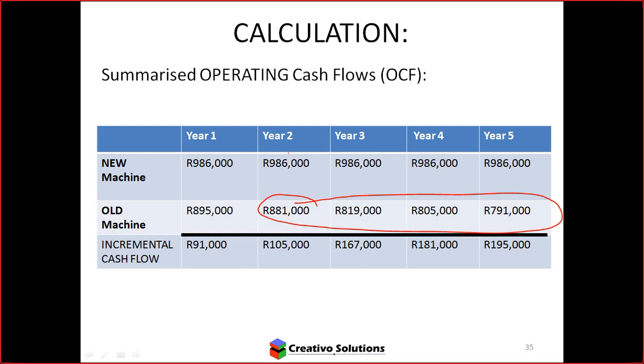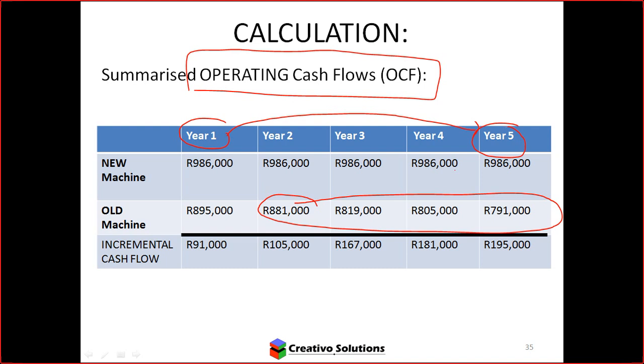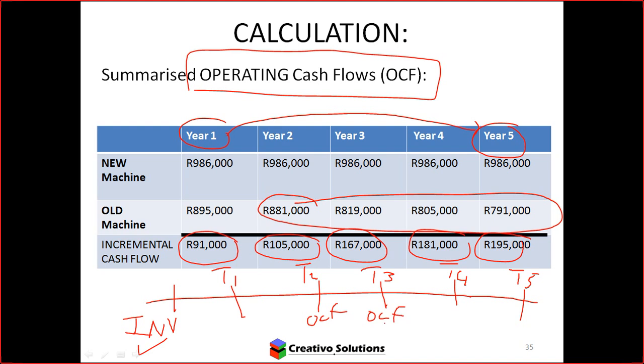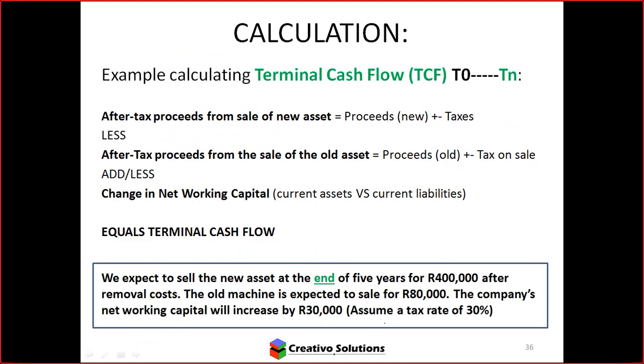Right, then if I summarize the operating cash flow, I'm going to have year 1 to year 5. Do you agree? So if I draw a timeline, I'm going to have cash flows. Do you see we're building the timeline? Because we had the initial investment, which we worked out before, and now I've got this amount at time 1, this amount at time 2, this amount at time 3, this amount at time 4, and this amount at time 5. And those are all your OCFs. Makes sense? Perfect.